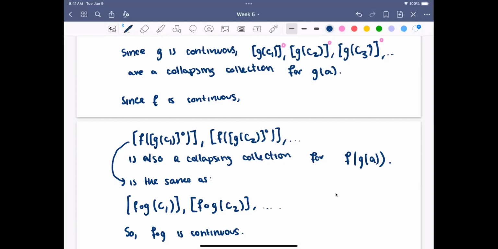So let me think about this. For example, sine of 1 over x is not continuous at x equals 0, which is fine because 1 over x is also not continuous at x equals 0. And that's a composition of two functions. But I think maybe that example makes it clear that it's not completely obvious that by composing functions, you would necessarily preserve continuity.